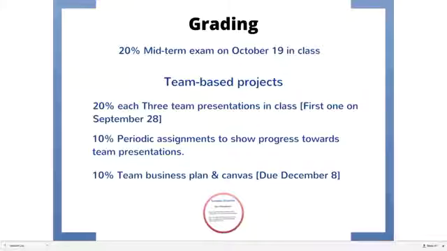And how does that break down? We have 3 team presentations. First one is on September 28th, which is 20% each. And the team presentations are typically about 15 minutes, 10 minutes and 5 minutes for questions. And it's, again, not a strict rule, something in that order.